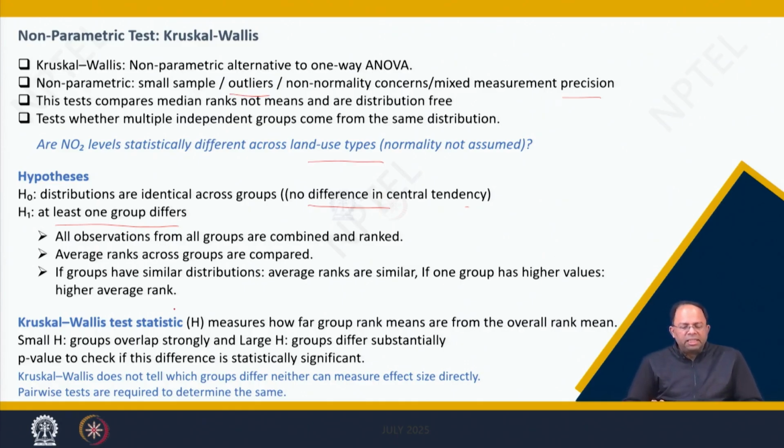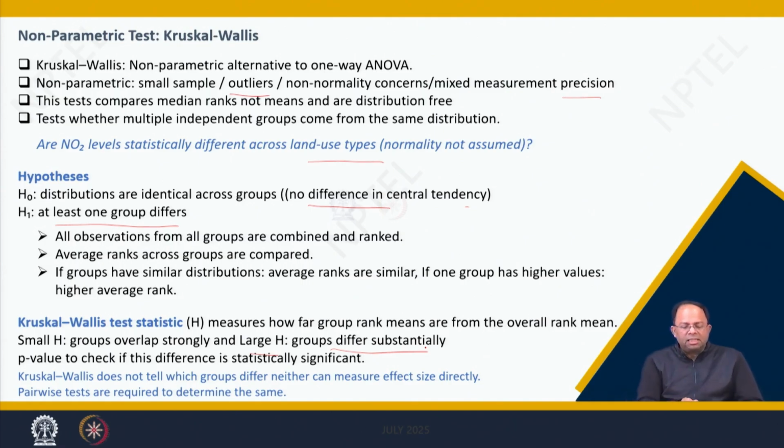So the Kruskal-Wallis test statistic measures how far the group rank means are from the overall rank mean. When the value of H is small, the groups overlap strongly, and when the value is large, the groups differ substantially. And we also have a p-value to check if this difference is statistically significant as well.